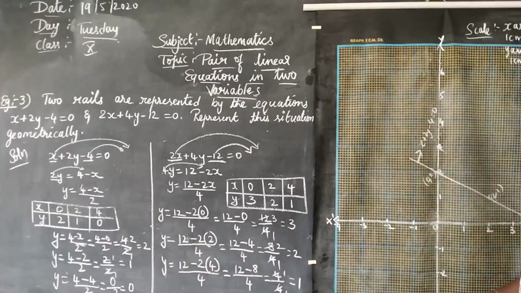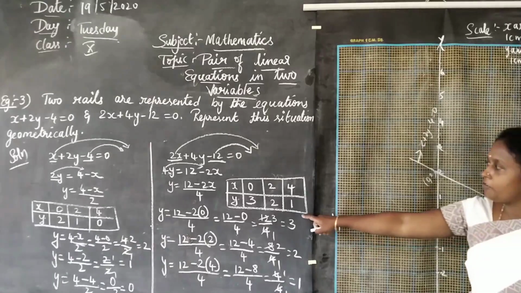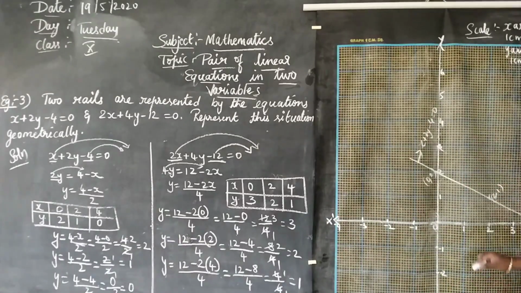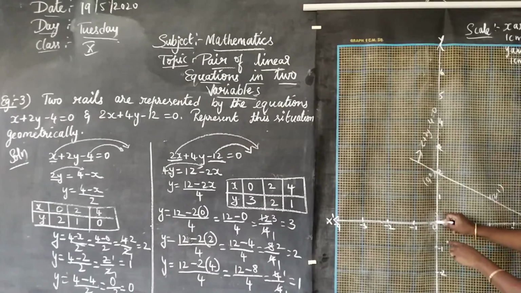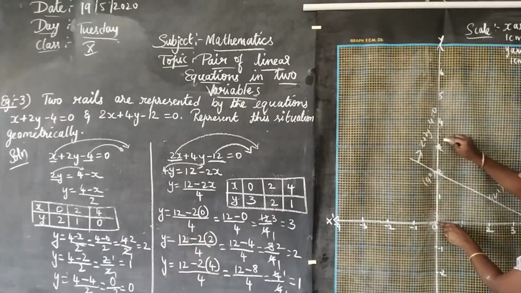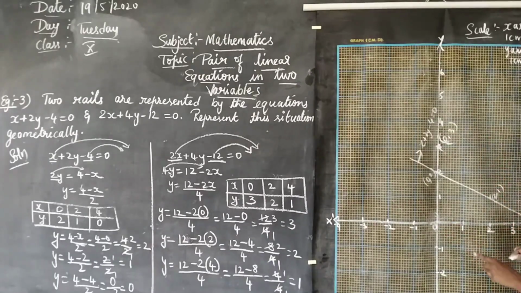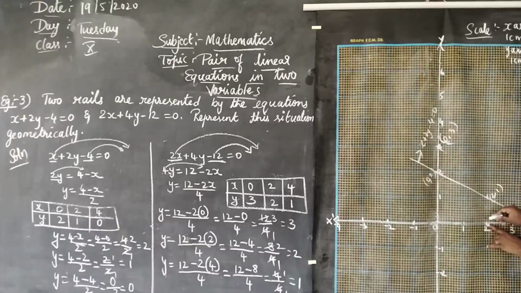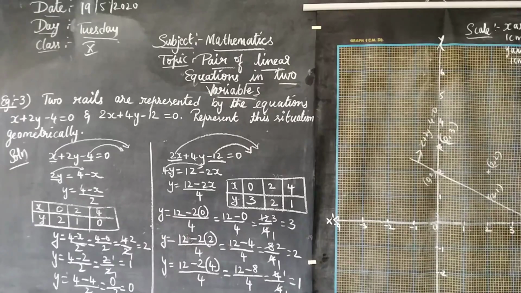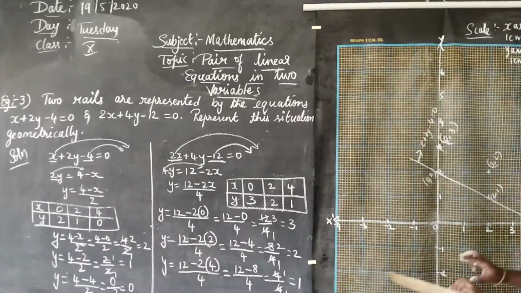Okay. So let me plot the graph for the second one. (0, 3). Where is (0, 3)? Here. (0, 3). Next one. (2, 2). 2 is here. Right? So (2, 2). Next (4, 1). (4, 1). So this is my form. Clear, children? So let me draw the line now.